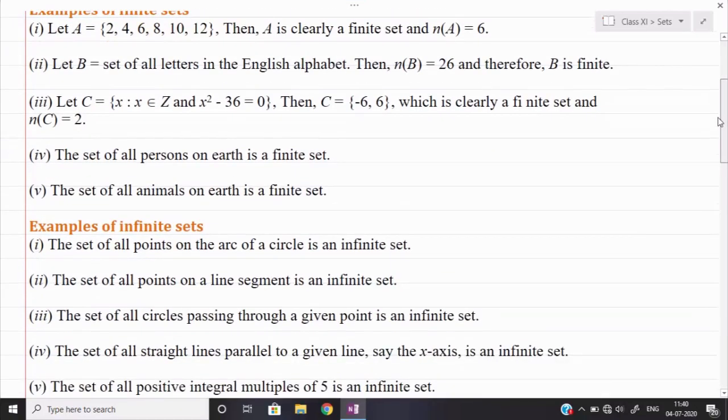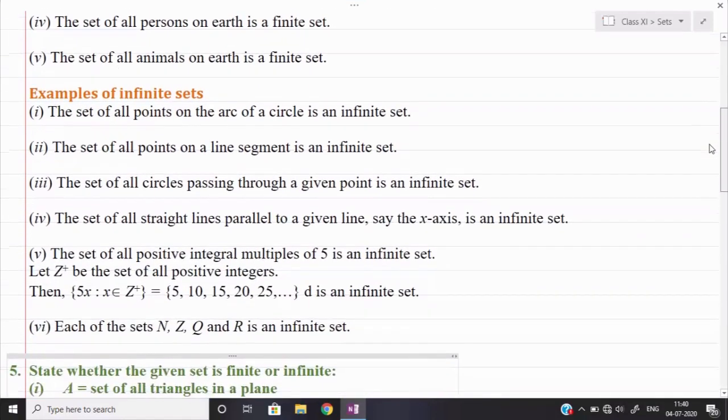Similarly, example of infinite set. Let us read them. Set of all points on the arc of a circle is infinite. It means suppose I draw one arc on the circle, then the arc will contain definitely an infinite number of points. Suppose I draw one arc over here like this, now tell me how many points are coming. Can you count? Not possible. So this will be an infinite set.